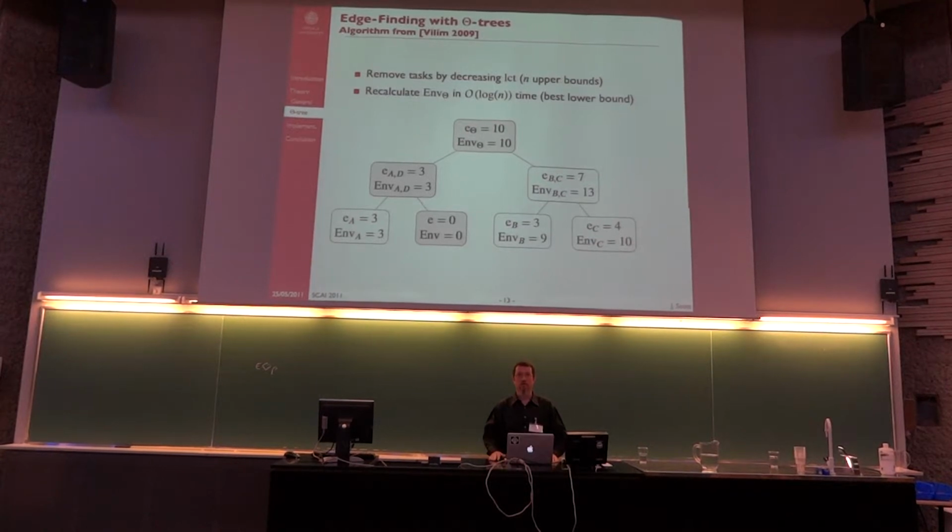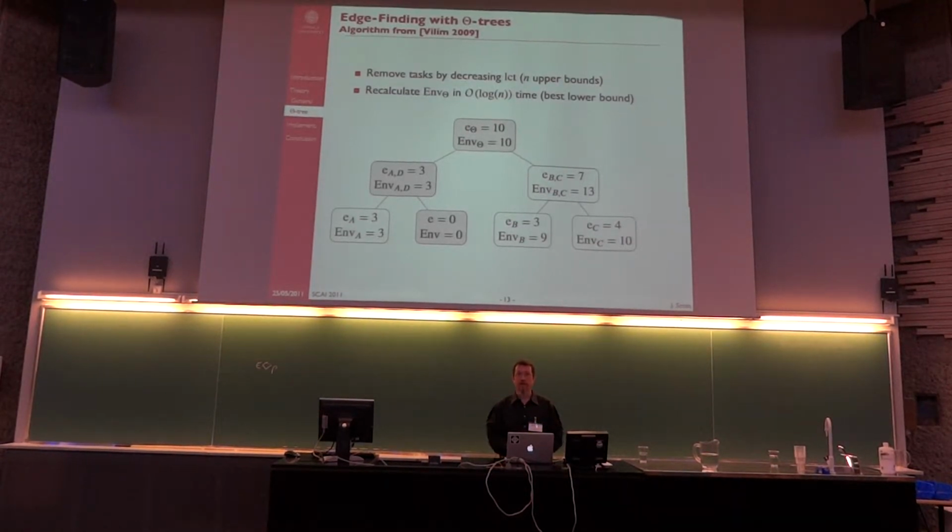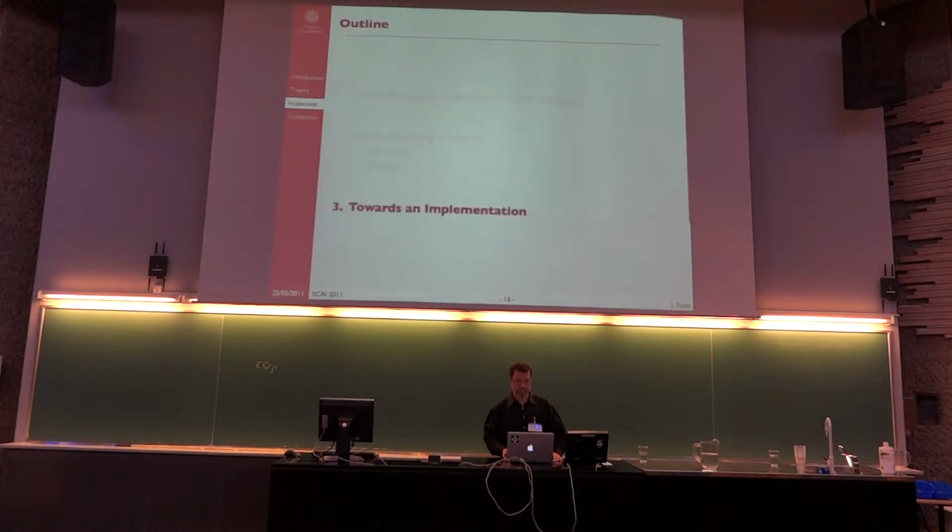Lower bound for the current upper bound. So in n log n steps, we can essentially identify all of the upper and lower bounds.